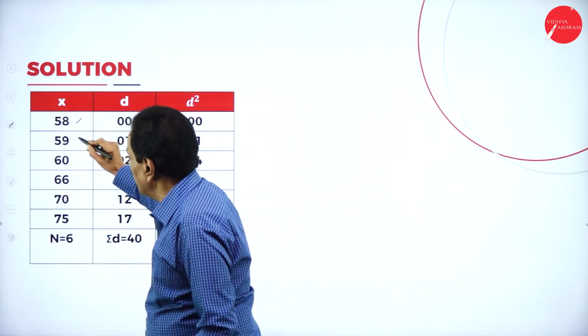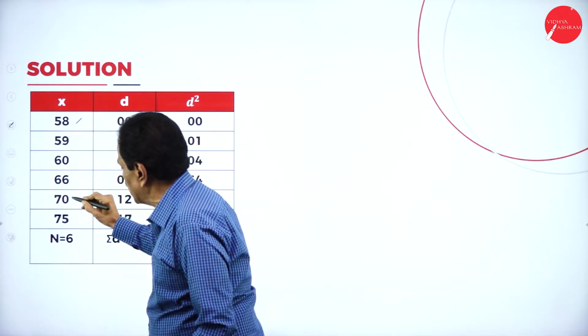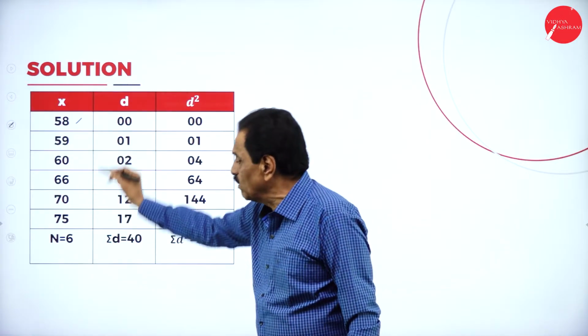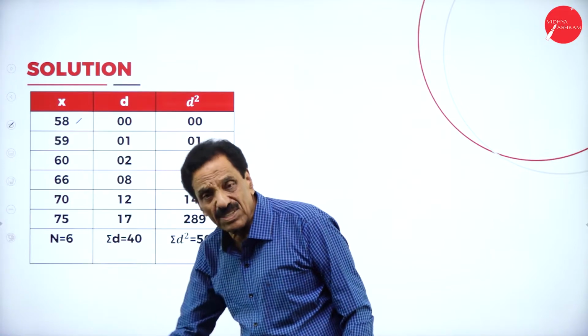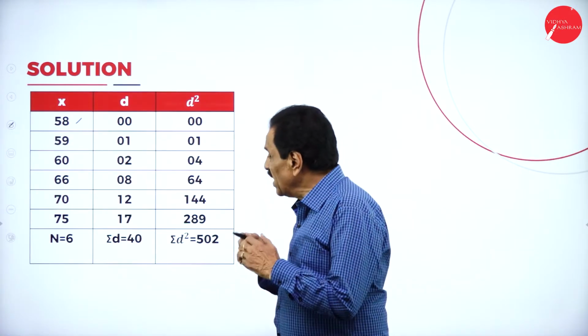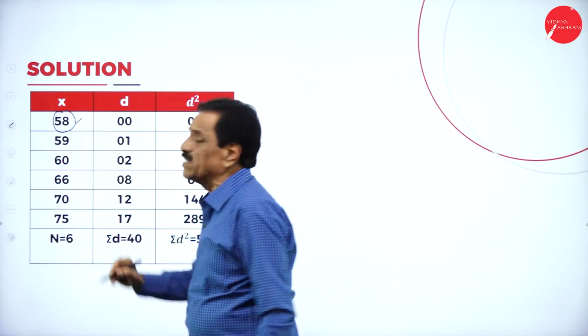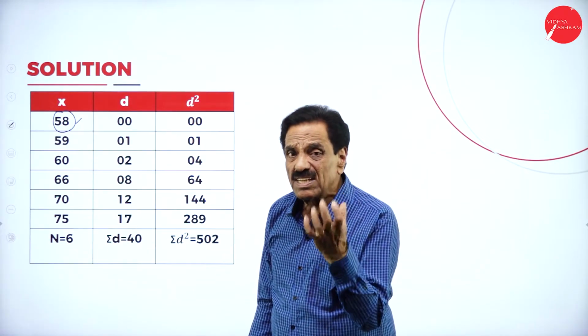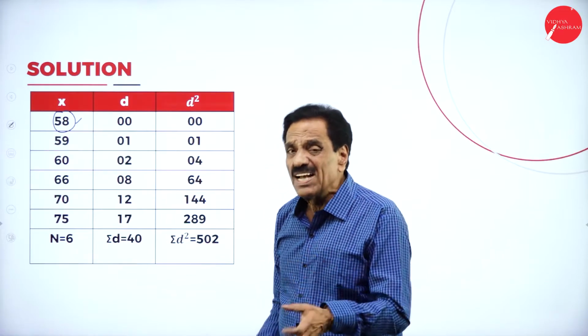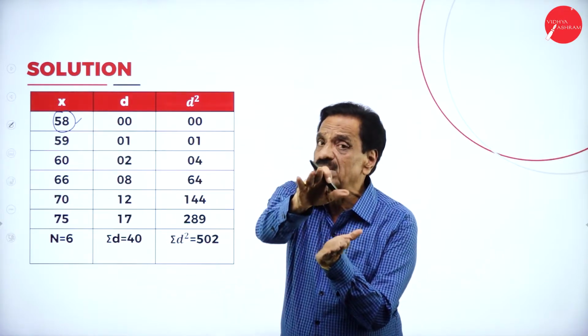58, 59, 60, 66, 70, 75. How many items, how many terms are there? There are 6 terms. So you take the deviation. I assume 58 as 0. This is the base. I fix that number as the standard. Assume 58 is your standard.